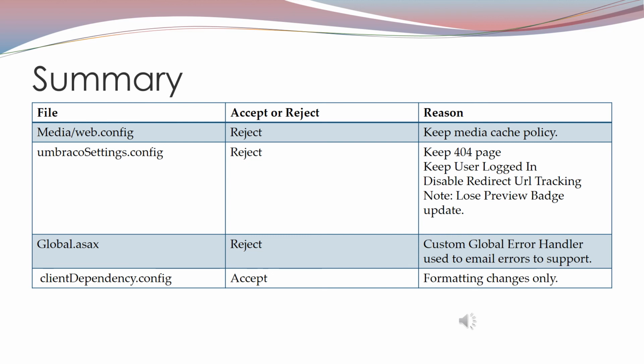The global ASAX was rejected as I have a custom global error handler that's used to email support with any issues. Client dependency config, there were just formatting changes, and it changed the version number of the client dependency release. The formatting looked better, so I'll accept that.